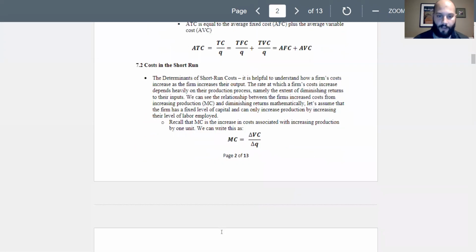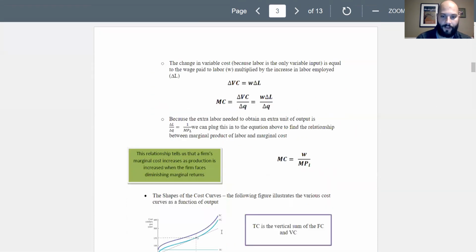All right, in the short run, in the previous chapter, we talked about how one input at least would be fixed. And then in the long run, all inputs would be variable. So let's consider the impact of that.